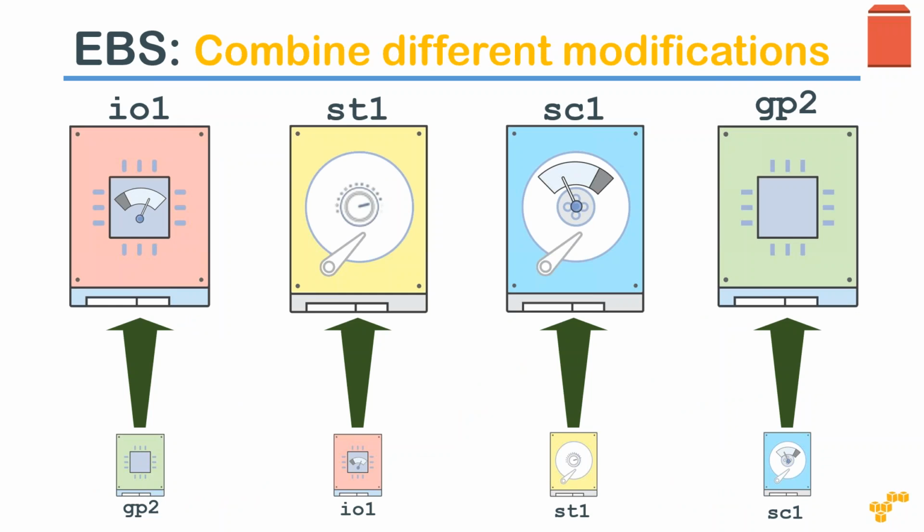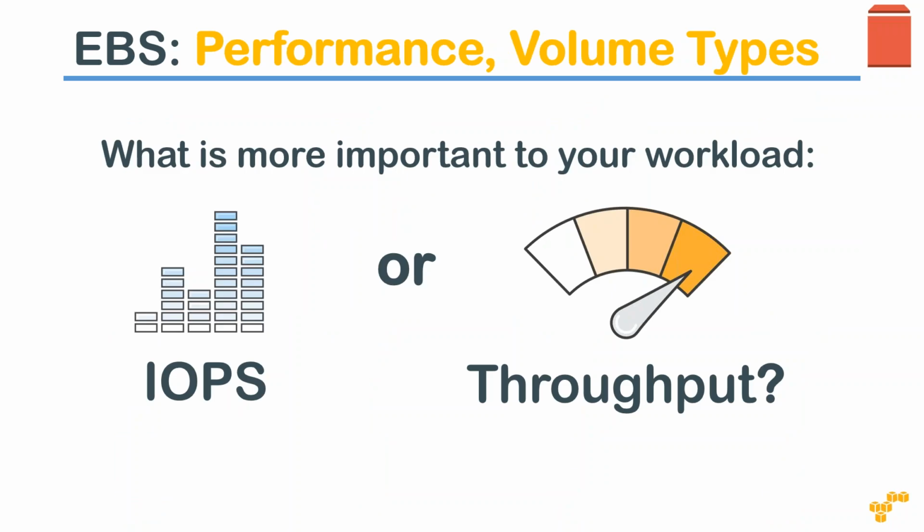This also we spoke about, combining different combinations and modifications. You can move from spinning to SSD, SSD to spinning. It's all absolutely up to you how you want to define your environment. It's the same thing when you're modifying or changing it. So this also is about what is more important to your workload.